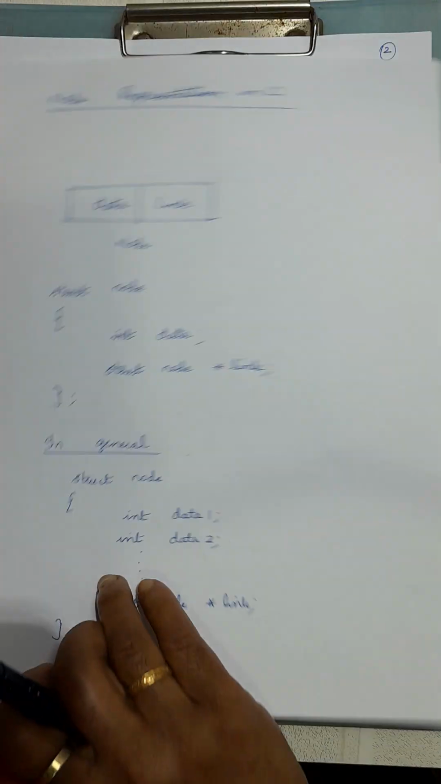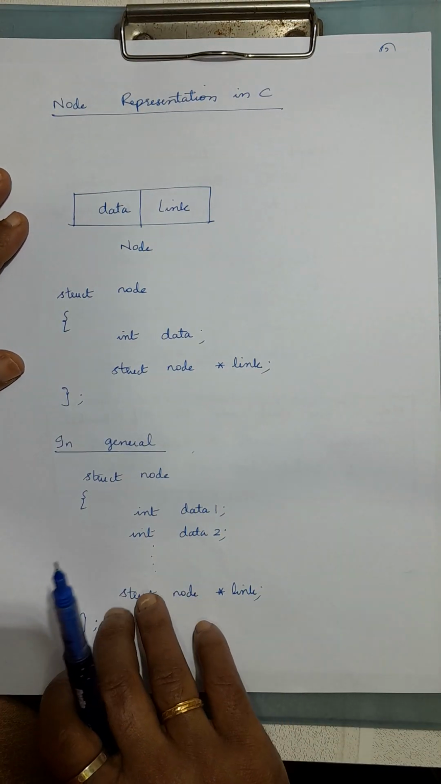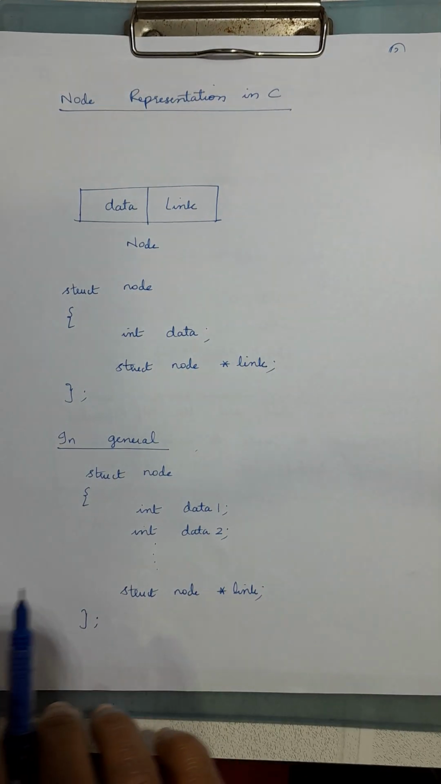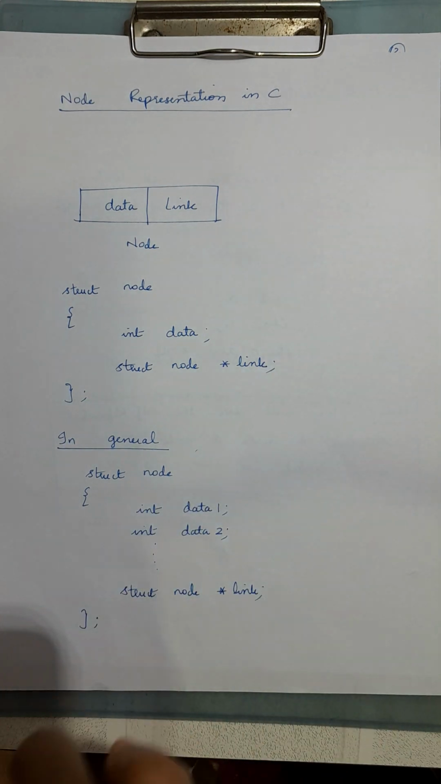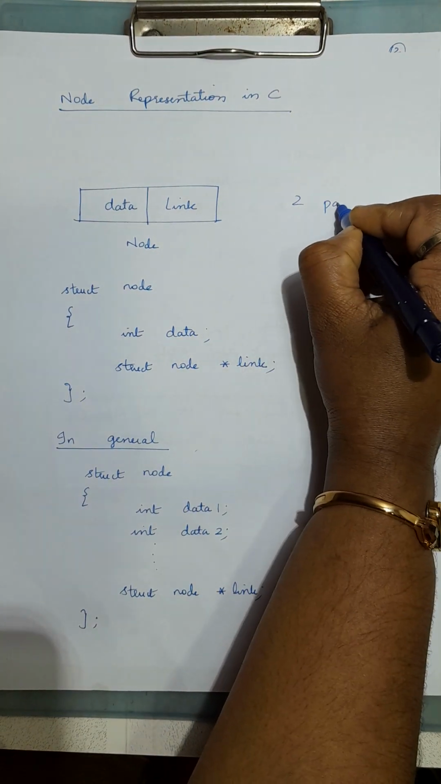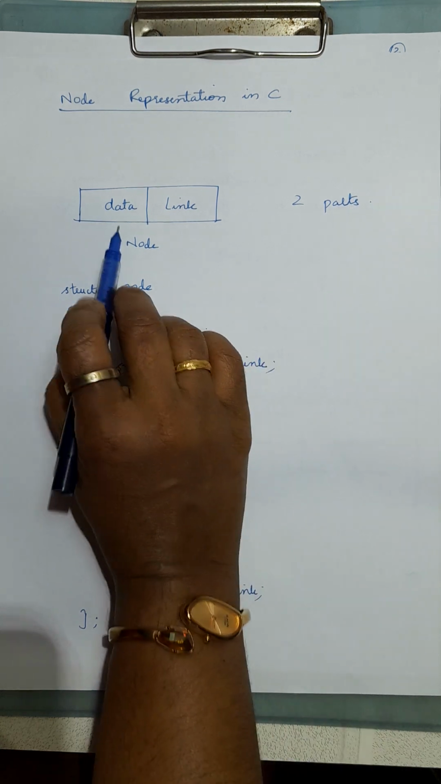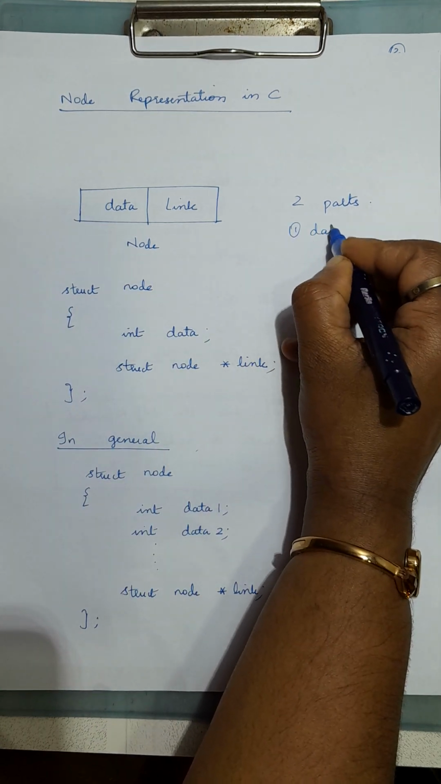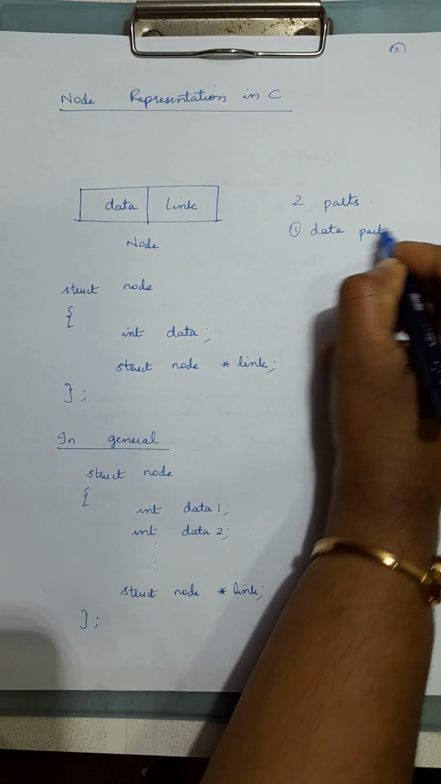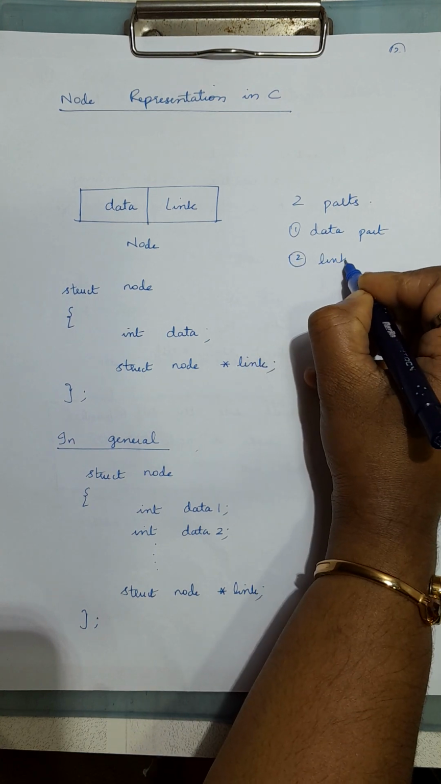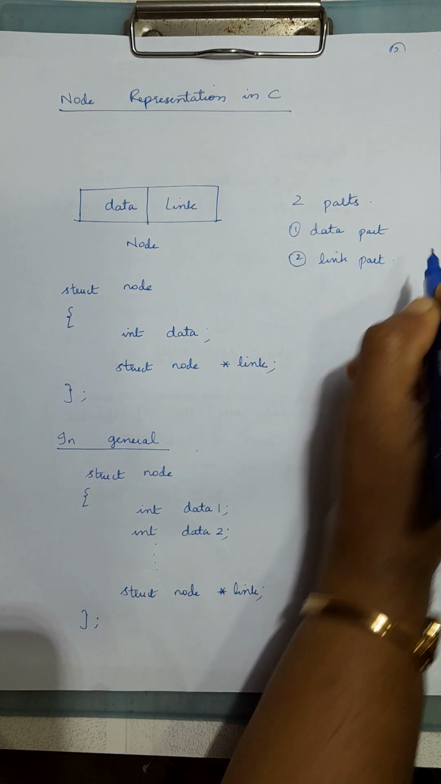Moving on to the next topic, node representation. How do we represent a node? What is actually a node? A node will have two parts. What are the parts? One is the data part and the other one is the link part.